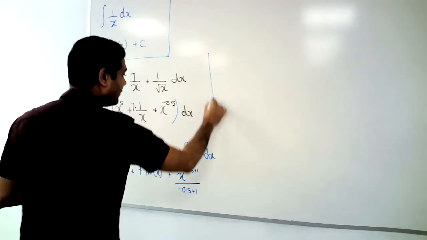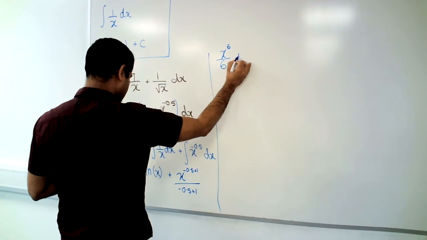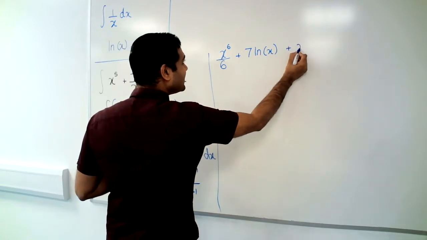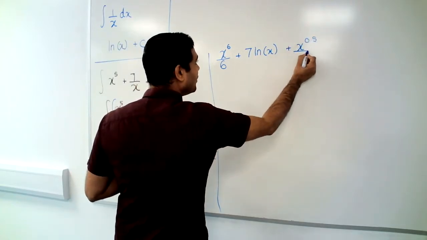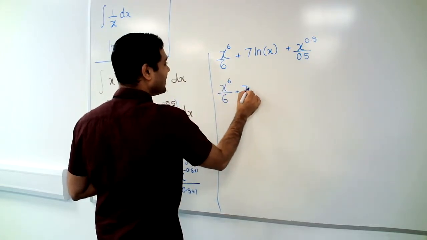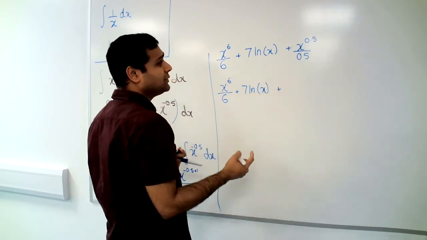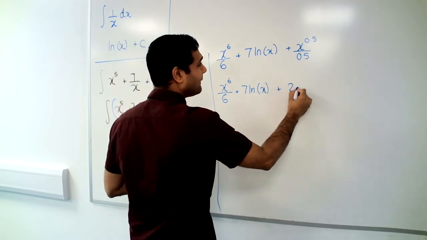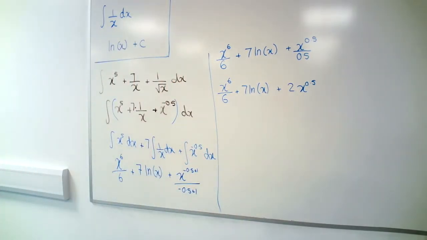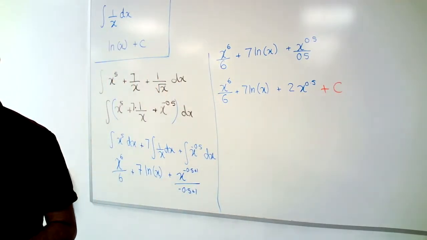Now, let's simplify one more step. The x^6 over 6 as it is, plus 7 ln x as it is. Now that one will become plus x to the power 0.5 over 0.5. I can simplify that one: x^6 over 6 plus 7 ln x, 0.5 at the bottom becomes a 2 at the top. And the most important thing is the constant of integration. Make sure you add that one in the end, constant of integration. That's the important one.